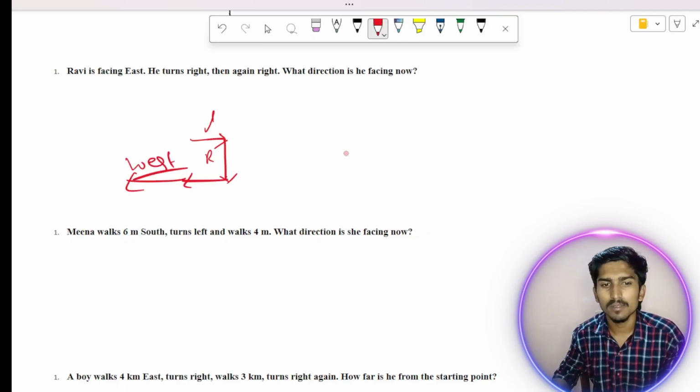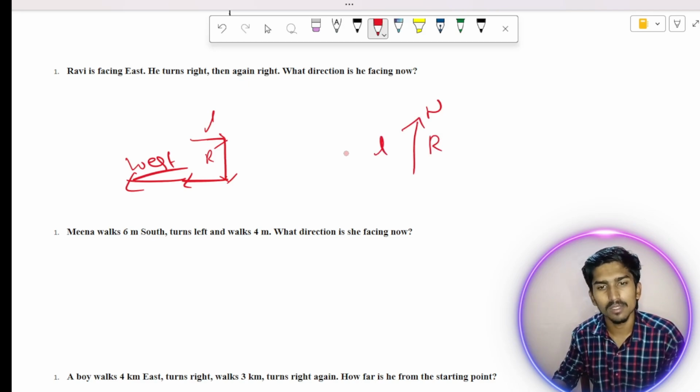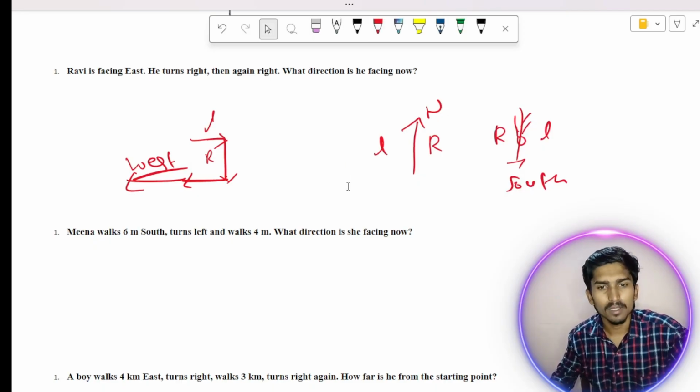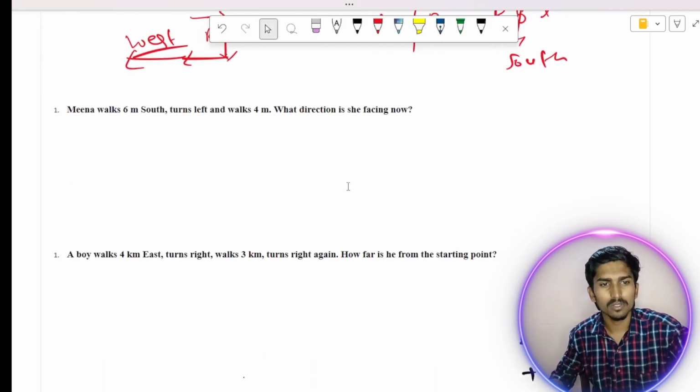The answer is simple. You should know if he is moving towards north, the right to him is this, left to him is this. If he is moving towards south, opposite, the right is this one, left is this one. You should know these basic concepts. Okay, very simple question. We go with the next question.